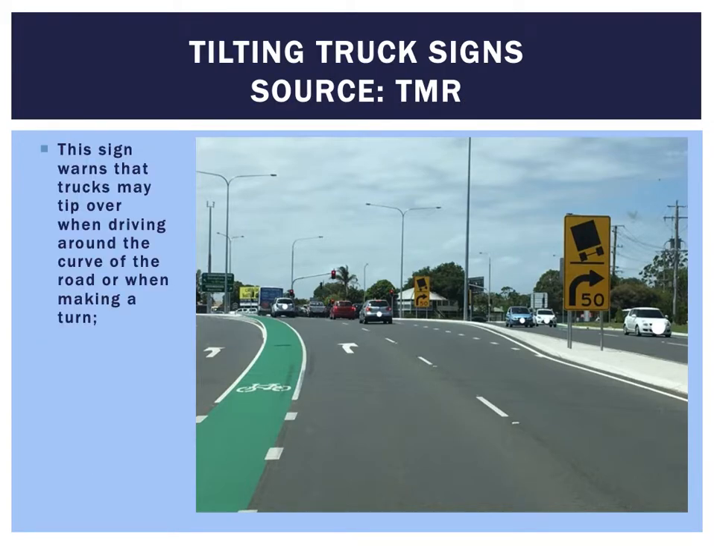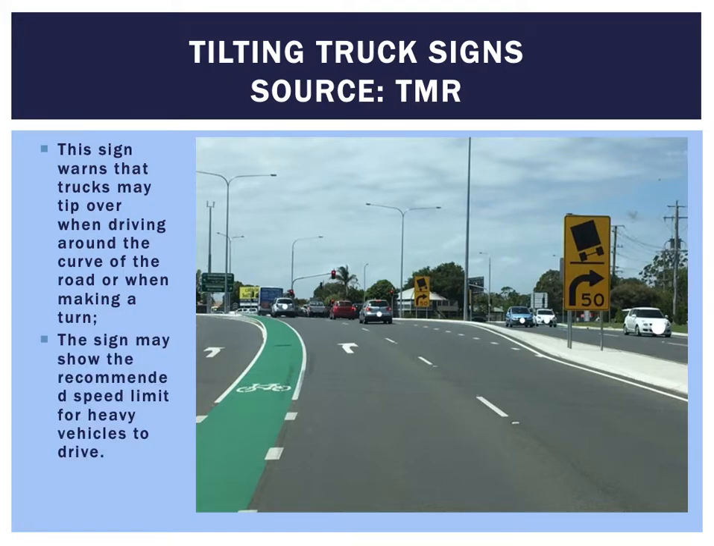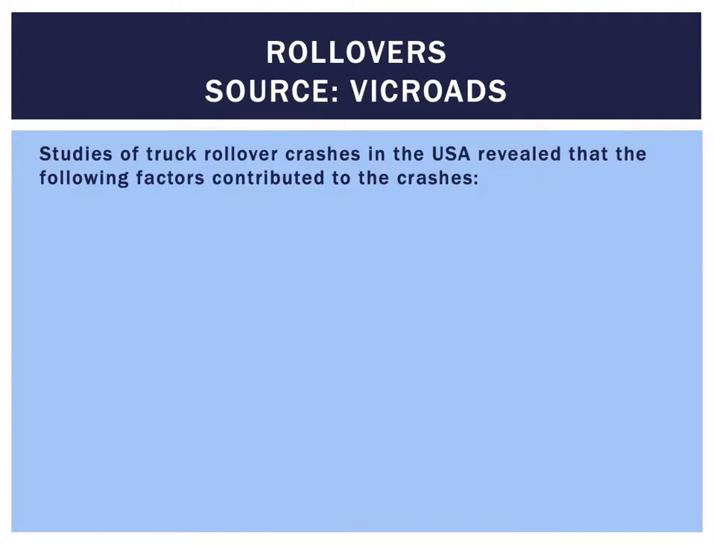This sign warns that trucks may tip over when driving around the curve of the road or when making a turn. The sign may show the recommended speed limit for heavy vehicles to drive.